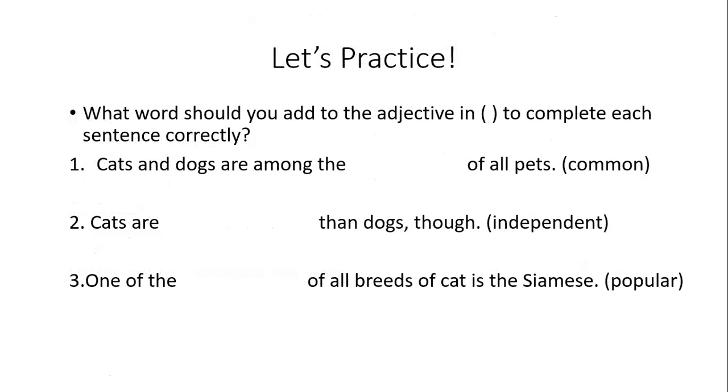Let's practice. What word should you add to the adjective in parentheses to complete each sentence correctly? And we're using more or most. Number one, cats and dogs are among the blank of all pets. Have you identified a word that can help you decide whether you need more, the comparative form, or most, the superlative? If you said the, you answered correctly. In this case, because we have the word the before it, we know that we need the superlative form, so we should say cats and dogs are among the most common of all pets. Perfect. Also, if you identified the word all, that's great as well.